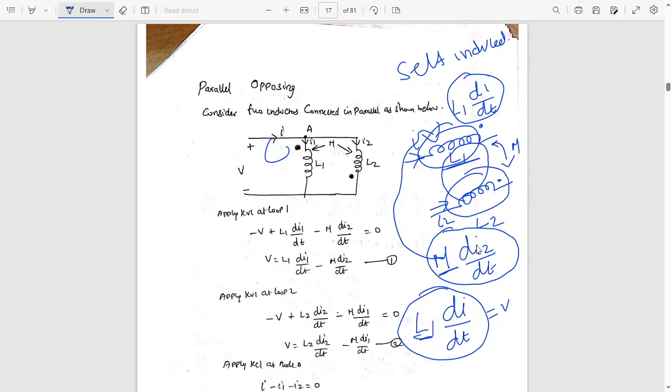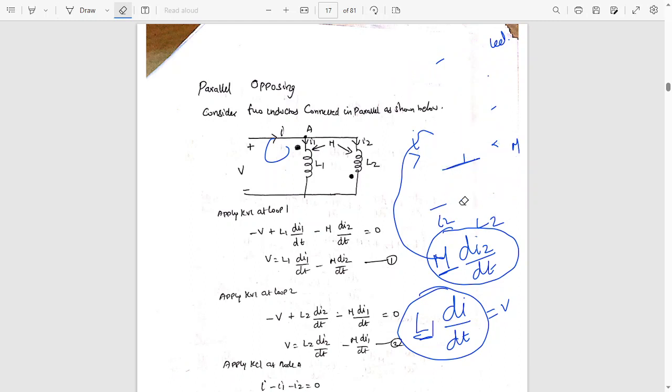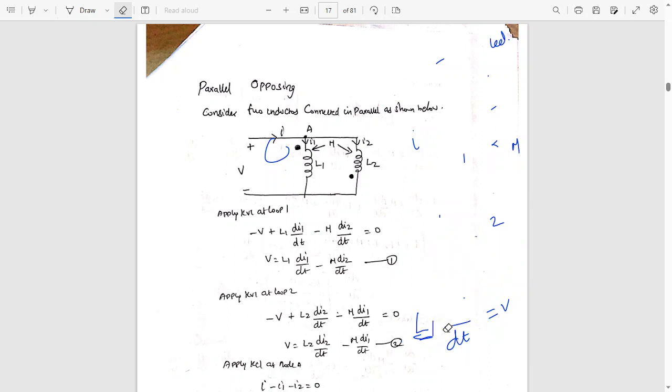Okay, now let us start the derivation. Just give me a moment, I'll erase all these things. Okay, I hope it is sufficient.